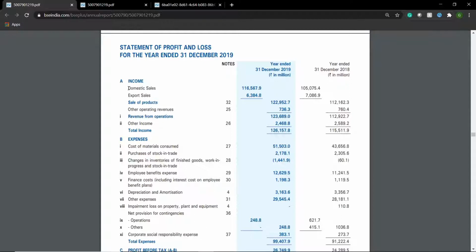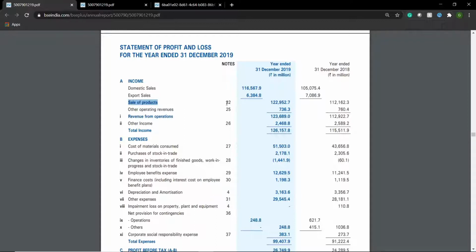that is income, and under income is domestic sales, which basically is the revenue generated by the company by selling their products within India itself. And you can see over here that they have produced 116,000 million rupees, which is a decent increase from the previous year. Then we go to the next point, which is export sales, which again has a decent amount. Then over here, you can see sale of products, which is just the sum of these two.